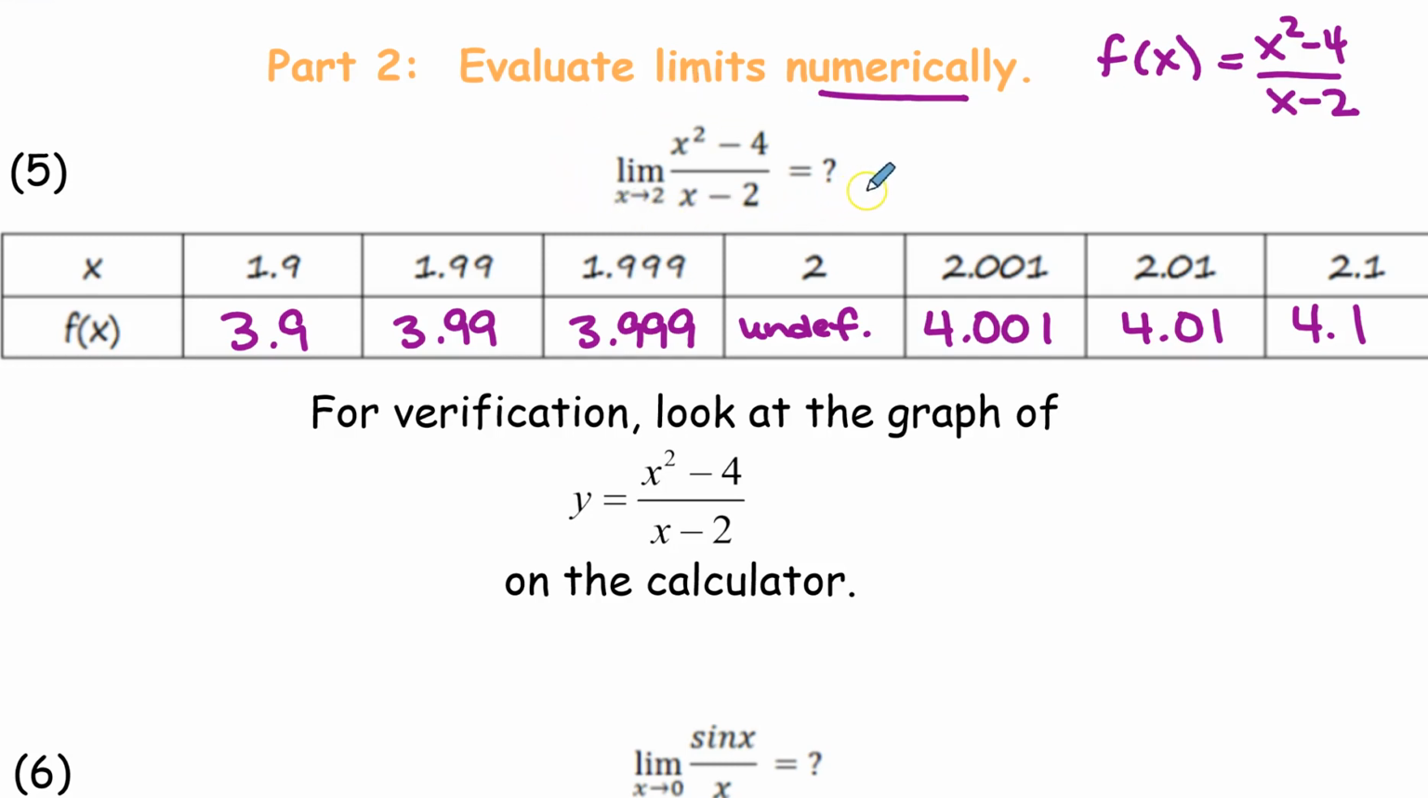So what do you think the y values are getting close to as x approaches 2 from the left and as x approaches 2 from the right? Even though it doesn't actually get to 4, they're getting closer and closer to 4. So that is the answer for that limit. This is just a squiggly. For verification, look at the graph on the calculator.